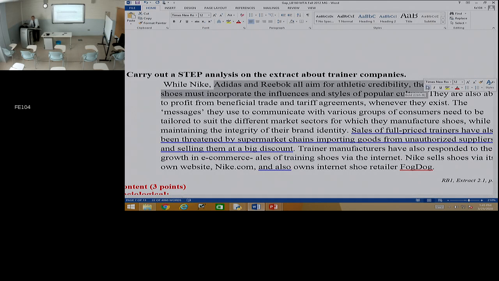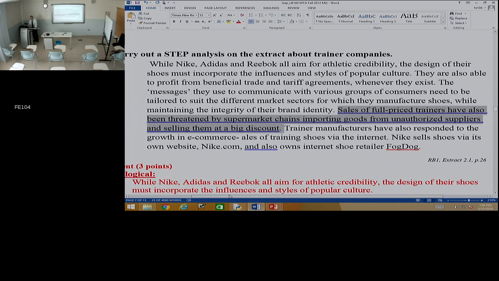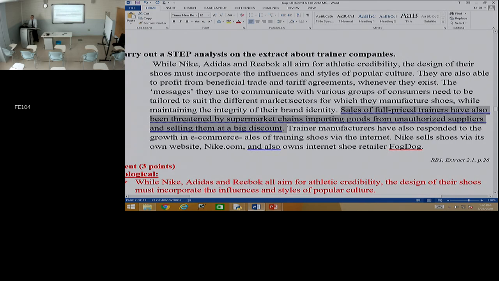Now we move to economic. We have brand identity here. Students, look here: while maintaining the integrity of brand identity, sales at full price. Price, again, is an example of economic. And one last example, big discount. Discount means money. These are the examples of economic: brand identity, sales at full price, big discount, okay?